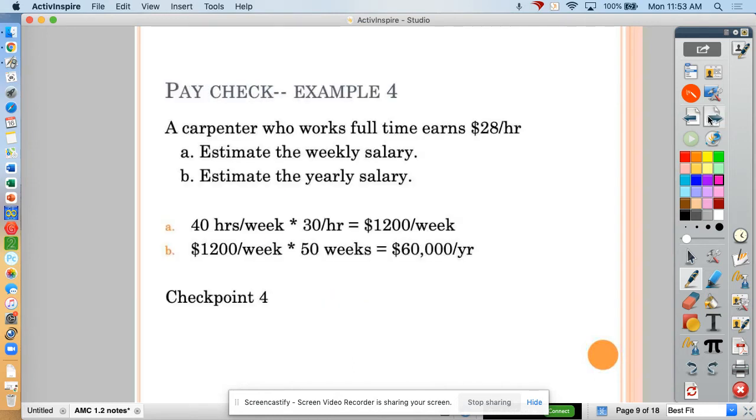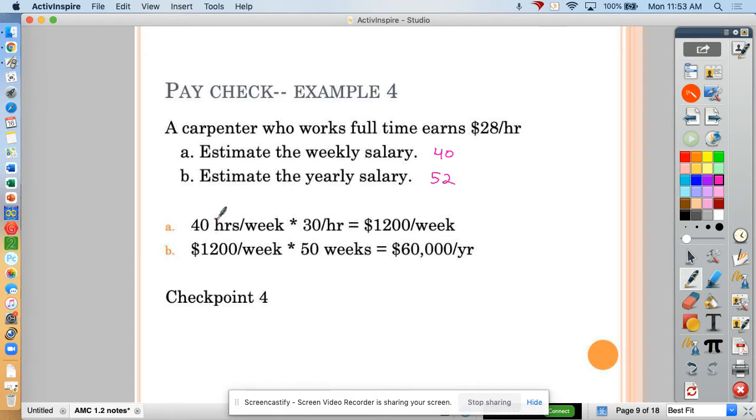All right. Example 4 here says that your paycheck, this is something you could estimate, how much money you're going to make for whatever reason. Do you have enough to cover your bills, or do you have enough to buy your Xbox that you want? So here we have a worker who makes $28 an hour, and we want to know what he makes for a weekly salary and then a yearly salary. So in a week, normally someone would work 40 hours a week, and in a year, there are 52 weeks in a year.